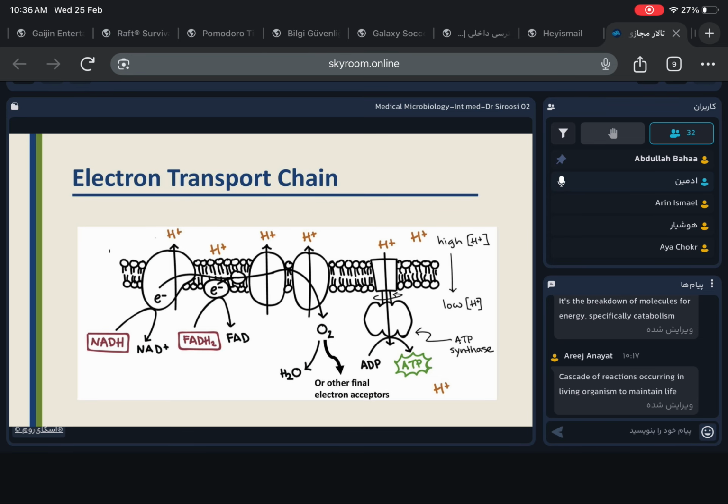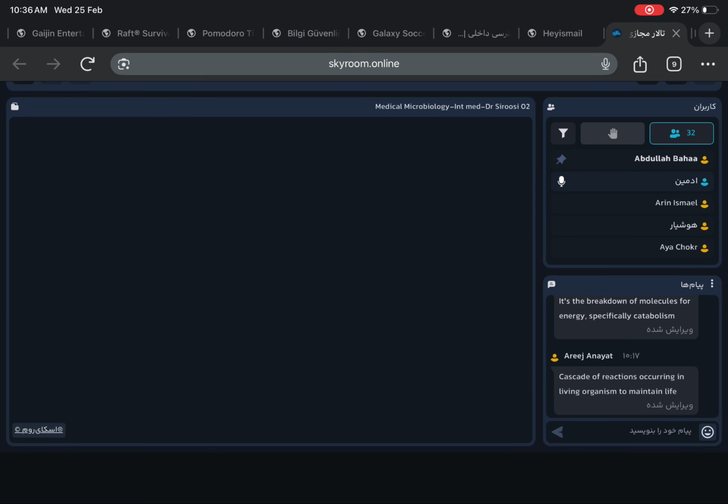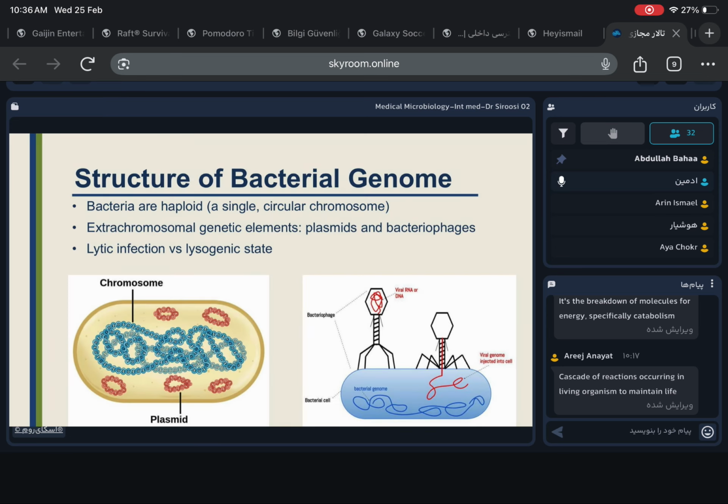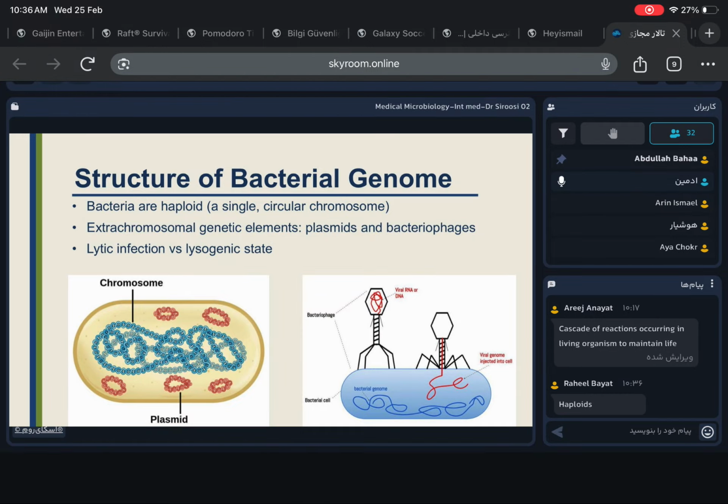Okay, we talked about the electron transport chain also. Now, let's talk about bacterial genetics. So bacteria are diploid or haploid? Bacteria are haploids. Good. So it means that they have only one copy of chromosome inside their cells. I'm going to tell you more about the structure of bacterial genomes.